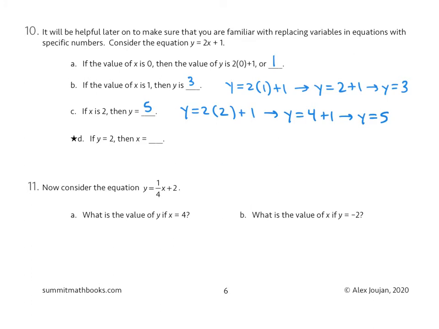Part D. If y equals 2, then x equals, let me write the equation, y equals 2x plus 1. I'm replacing y with 2 now, so I'll put a 2 right there. I can solve for x by subtracting 1. 2 minus 1 is 1, so 1 equals 2x. Let me rewrite that over here. If 1 equals 2x, then I can divide both sides by 2 to see that the value of x is 1/2. So x is 1/2, or 0.5.